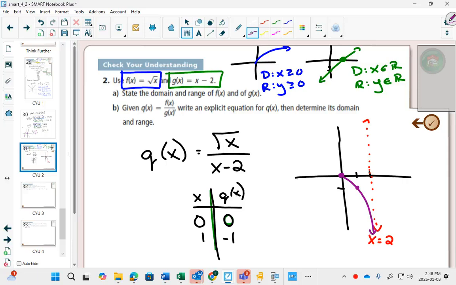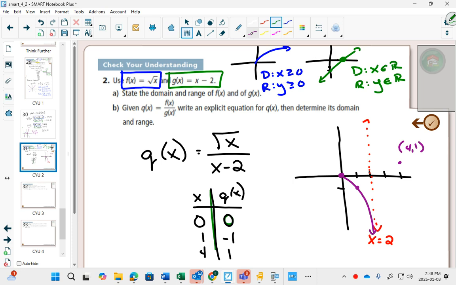I need to plug in some points bigger than this. Typically, I'd probably choose 3 next. But then I looked at my equation and I was like, oh, wait a minute. I think I'll choose 4. Anybody see why I might like to pick 4 instead of 3? It's easier with the top part? Yeah, easier with the top part. Square root of 4 is 2. 4 minus 2 is 2 on the bottom. 2 divided by 2, you're going to get 1. So we got 4 comma 1 in there as well. So I've got a point.